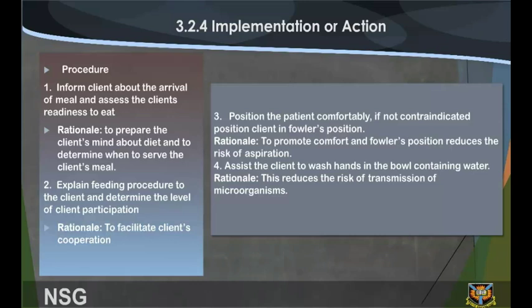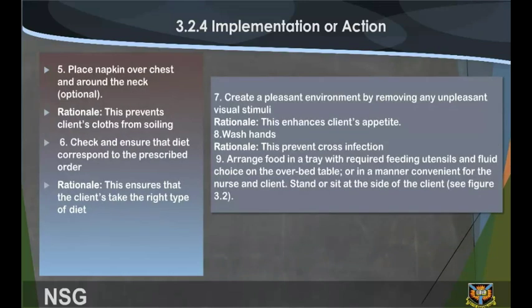4. Assist the client to wash hands in the bowl containing water. This reduces the risk of transmission of microorganisms. 5. Place a napkin over the chest and around the neck. Optional. This prevents the client's clothes from soiling. 6. Check and ensure that diets correspond to the prescribed order. This ensures that the clients take the right type of diet. 7. Create a pleasant environment by removing any unpleasant visual stimuli. This enhances client appetite.